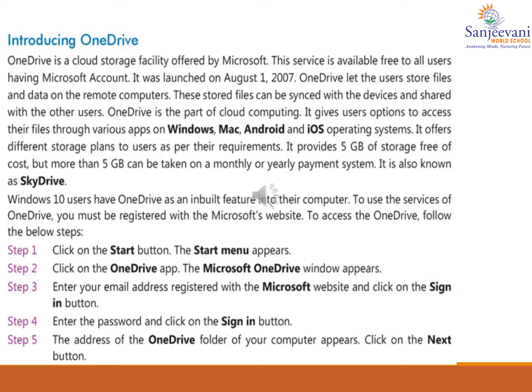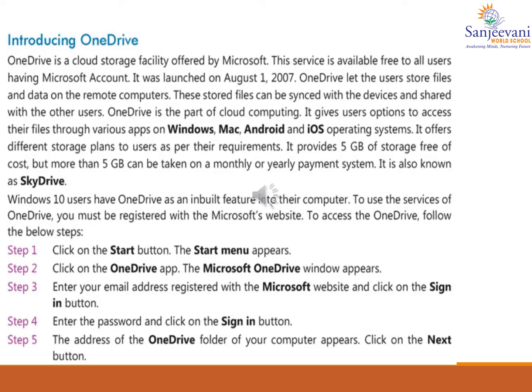To use the services of OneDrive, you must be registered with the Microsoft website. To access OneDrive, you need to follow these steps. Step 1. Click on the Start button. The Start menu appears. Click on the OneDrive app. The Microsoft OneDrive window appears. Step 3. Enter your email address registered with the Microsoft website and click on the Sign In button. Enter the password. Click on the Sign In button.